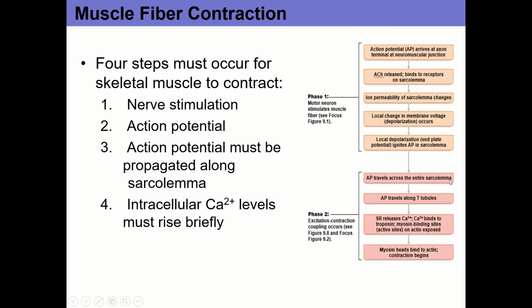The action potential then runs the entire sarcolemma, goes down inside the T tubules, and again causes the release of calcium from the sarcoplasmic reticulum. Calcium then binds to troponin C, moves tropomyosin out of the way, and then actin and myosin, or myosin attaches to actin is probably the best way to say that.